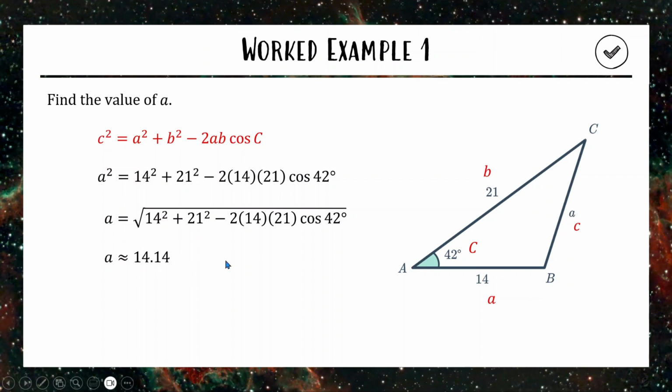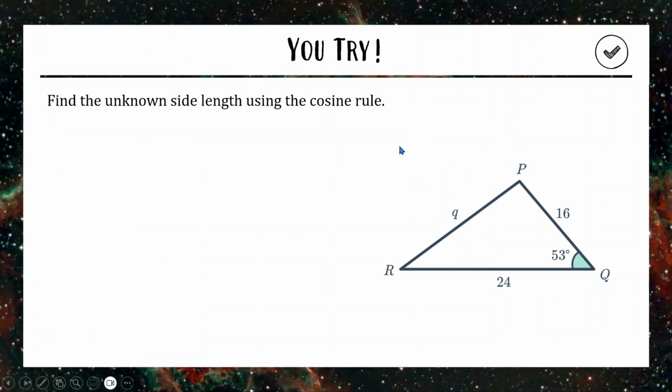It'll be like 200, which is clearly wrong. So don't forget the square root. Okay, there's your first example. If that's making sense to you, here is one for you to try by yourself.